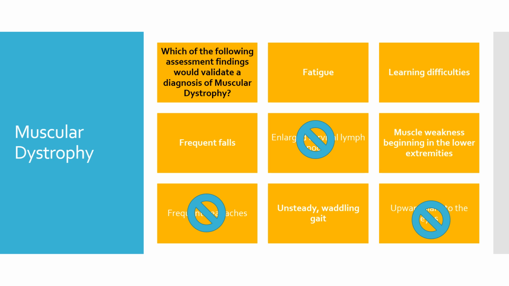So the first thing you might see with these kids as they get a little older is difficulty riding a bicycle. The legs can't turn and the pelvis can't support that. Frequent headaches, no, that's not associated with muscular dystrophy as a definitive diagnosis. Unsteady waddling gait, yes, you'll see that because again those pelvic girdle muscles are weak. Upward slant to the eyes, no, that's more with our Down syndrome patients.